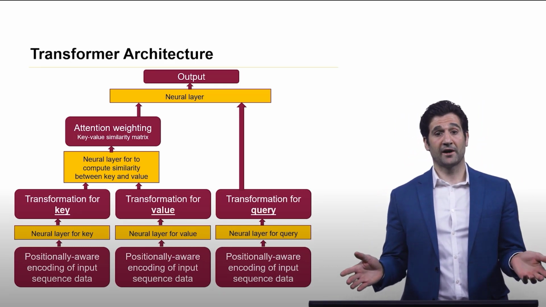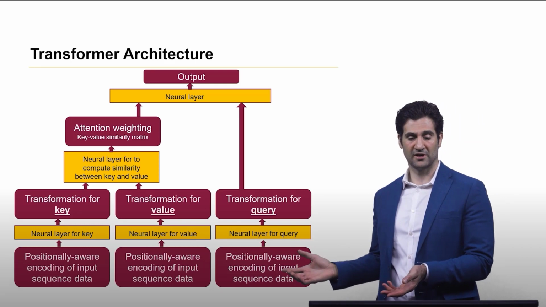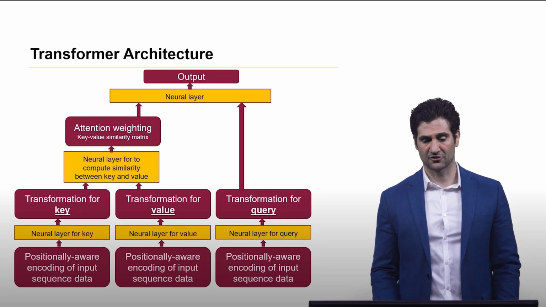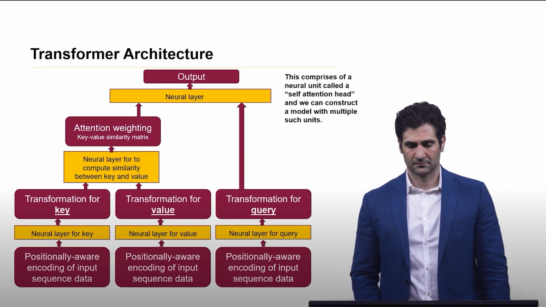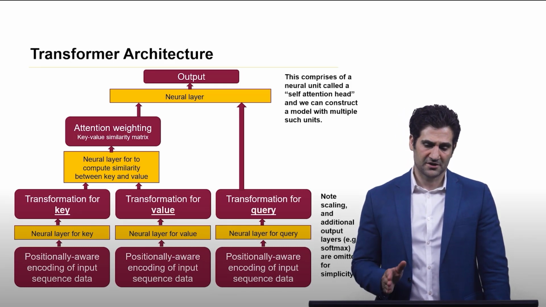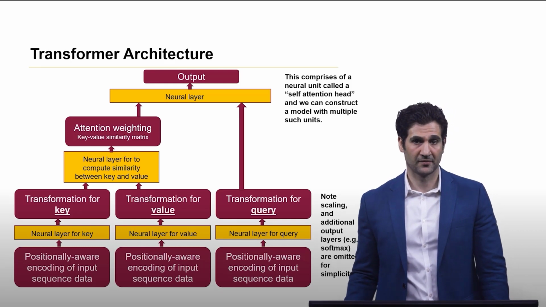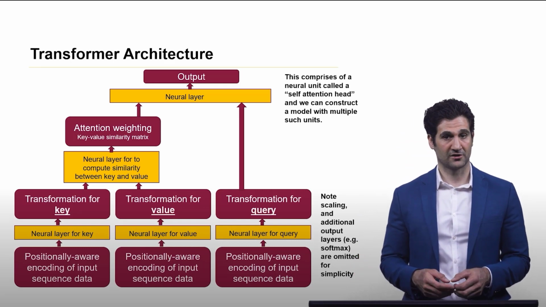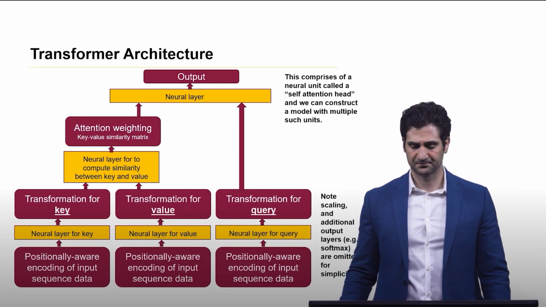Everything here is a regular neural network. There's none of this hidden state stuff between layers, and this is much easier to parallelize than your traditional RNN architecture. Oh, and one other piece, what we showed here is what's called a self-attention head. This is the neural unit of a transformer architecture, and we can have many of these units for different things if we want.